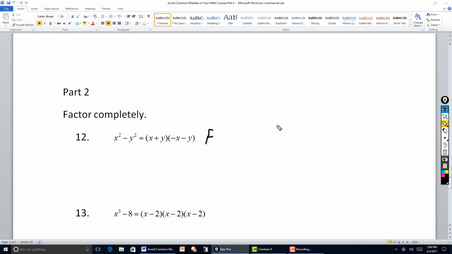So when you have the difference of 2 squares, it's the difference of the square roots and the sum of the square roots. So it should be x minus y, x plus y. The order doesn't matter here. You could have the x plus y first and then the x minus y. So this negative right here makes it false. Okay.